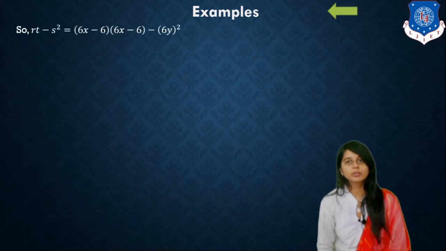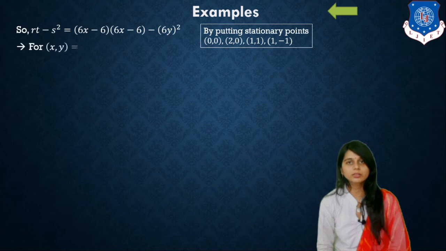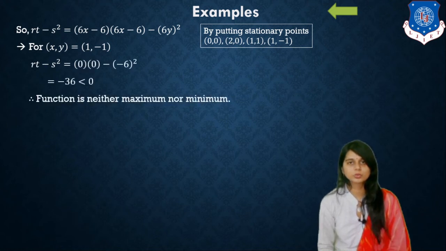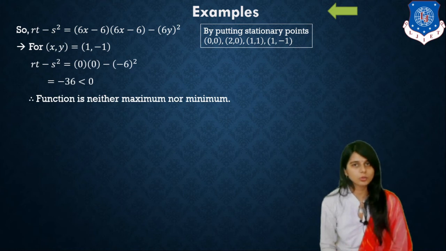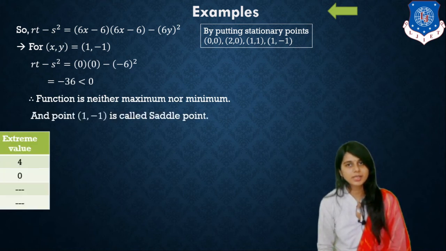Now the last point, 1, minus 1. We have to check for the point 1, minus 1, put this value in rt minus s square. It is minus 36, less than 0. So the function is neither maximum nor minimum, and it becomes a saddle point.